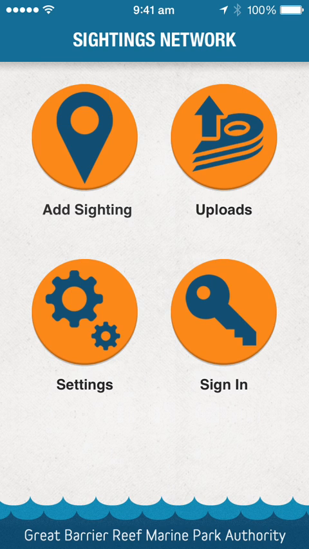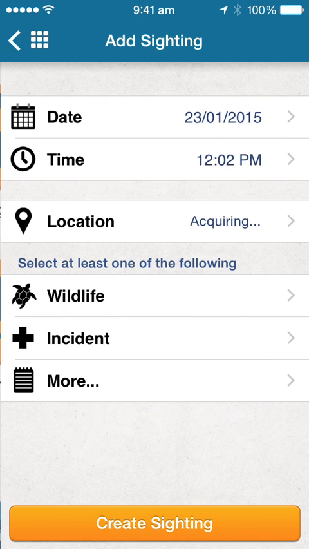Straight away you can see it's a very basic system. There's no difficulties in using this app. Let's go right ahead and add a sighting. It's got the date, the time, location, and two options, wildlife or incident.